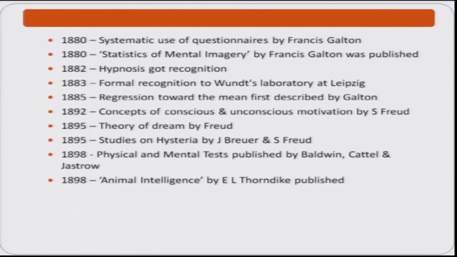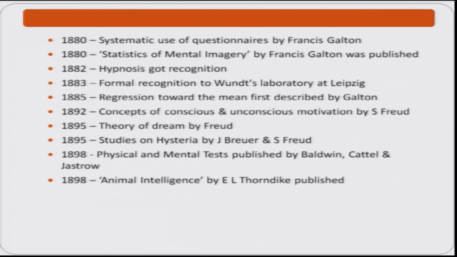Francis Galton once again came forward with a book on statistics for mental imagery. 1882 was when hypnosis got recognition, and although 1879 was the year when William Wundt established his lab, it was 1883 when this lab got formal recognition by the university authorities. 1885, once again Galton came into the picture when regression was established as a tool for certain types of statistical interpretations. 1892, when the concept of conscious and unconscious motivation was proposed by Sigmund Freud, and just 3 years later, 1895, Freud came forward with his theory of dreams.